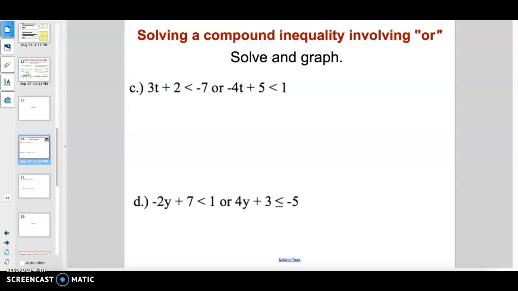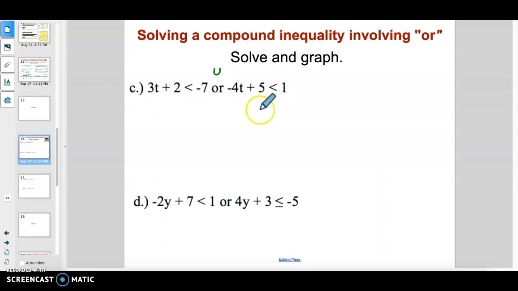One type of compound inequality involves "or." In this situation, we have two inequalities and they're separated by the word "or," or you could be using the symbol for "or" like this. So we have 3t + 2 < -7 or -4t + 5 < 1.